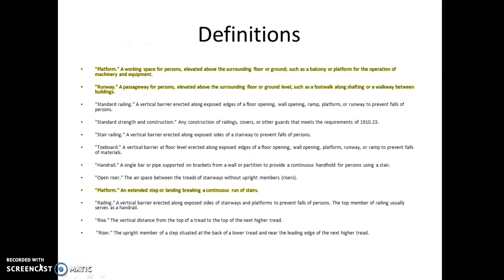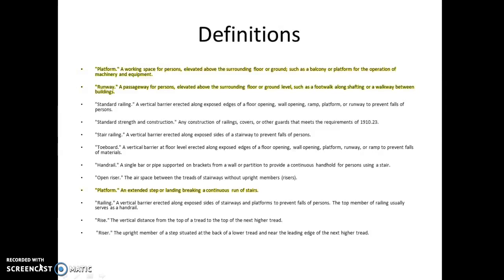A couple of definitions. Platform: a workspace for persons elevated above the surrounding floor or ground, such as a balcony or platform for the operation of machinery and equipment. A runway is also a passageway for persons elevated above the surrounding floor or ground level, such as a footwalk along shafting or a walkway between buildings. A platform is also an extended step or landing breaking a continuous run of stairs.